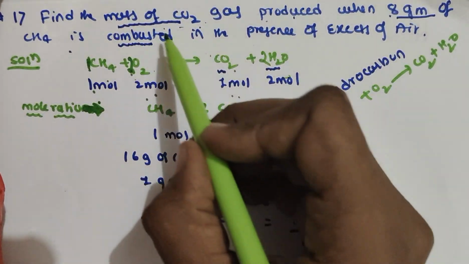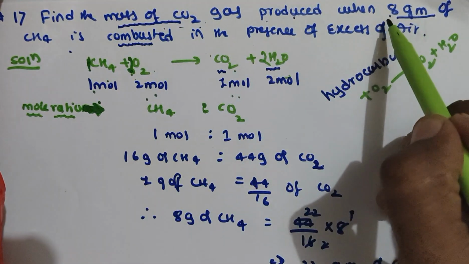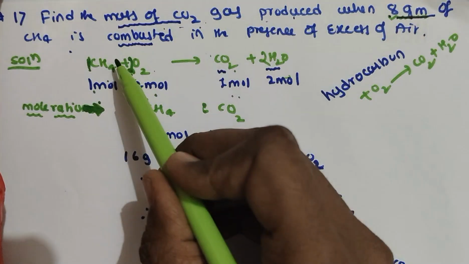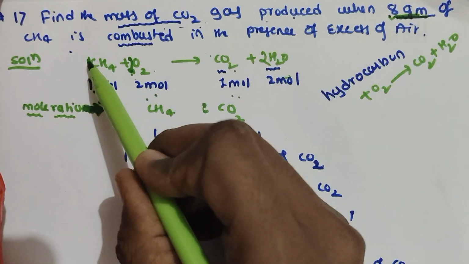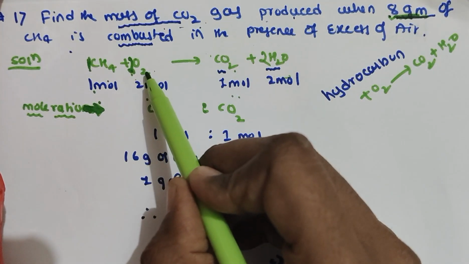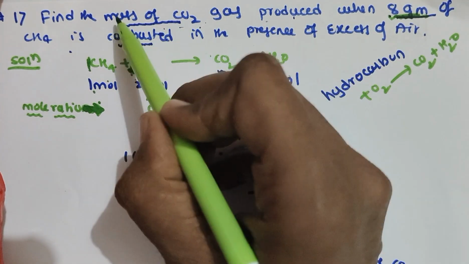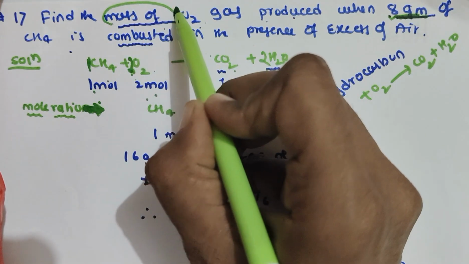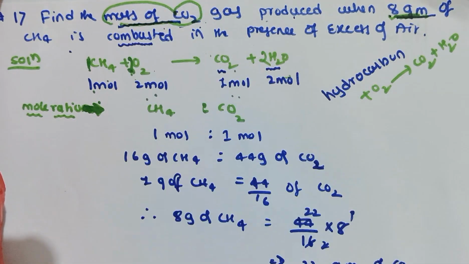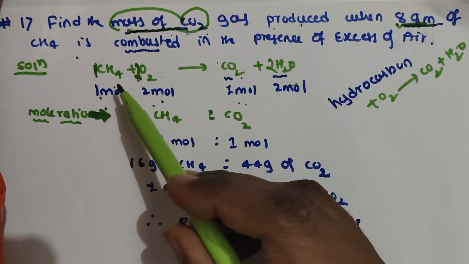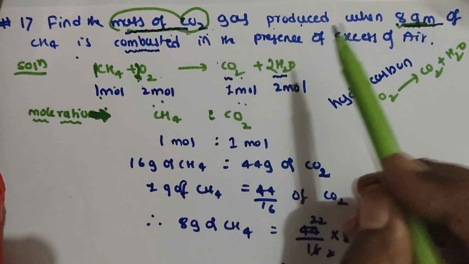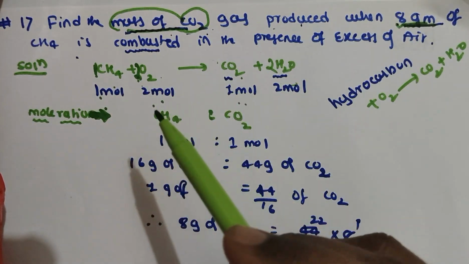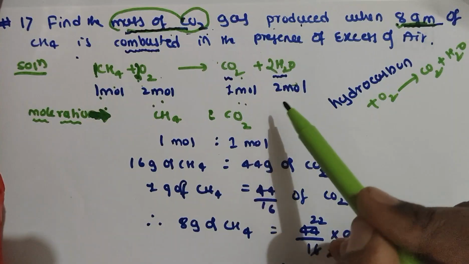what is given? They have given the mass of CH4 as 8 gram. 8 gram of CH4 reacts with oxygen and gives carbon dioxide. They ask for the mass of CO2. Now we calculate the mass of CO2. For that, we take the relation between methane and CO2 only. We don't bother about the other reactants or products because here the relation between methane and CO2 is what matters.